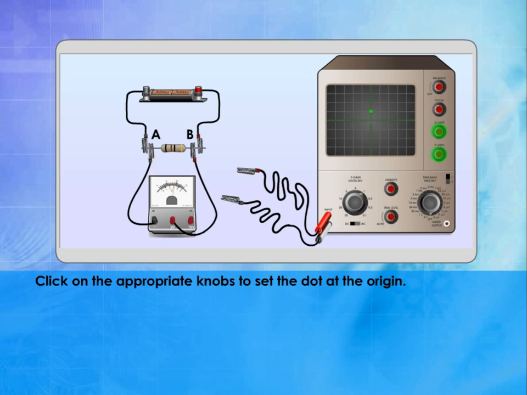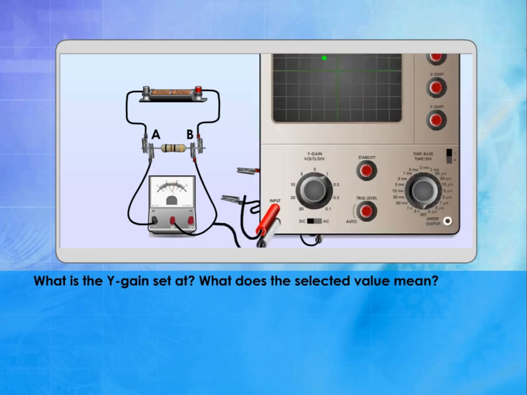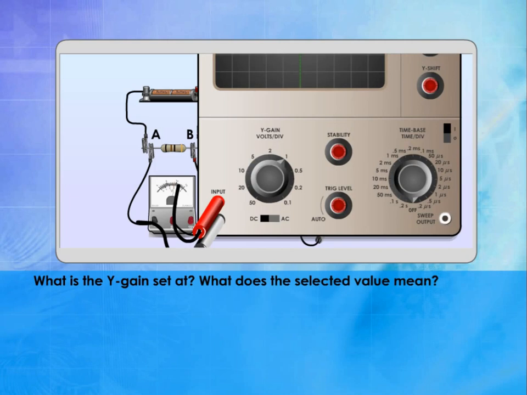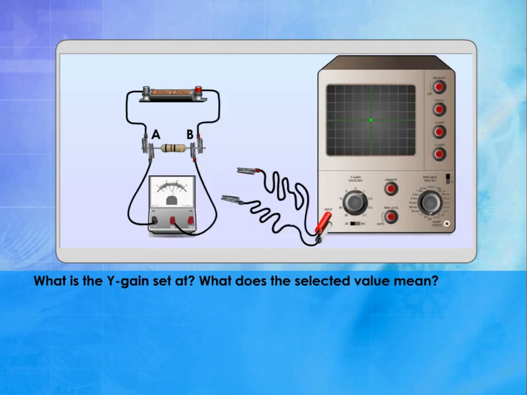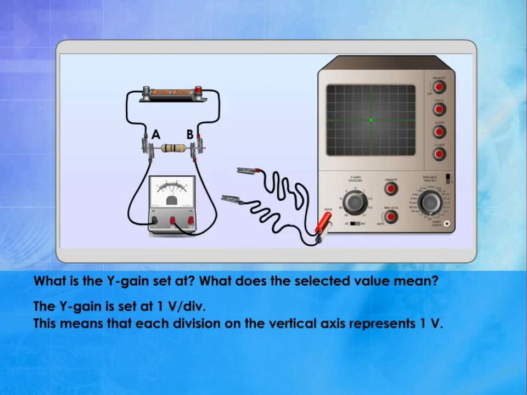What is the Y gain set at? What does the selected value mean? The Y gain is set at 1 volt per division. This means that each division on the vertical axis represents 1 volt.